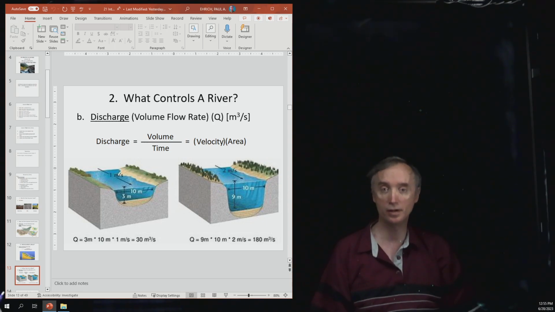If you're given the speed of the river and you're given the cross-sectional area of the river, then you just multiply those 2 numbers together, and that's going to be the discharge, the amount of water per second that is flowing through the river.